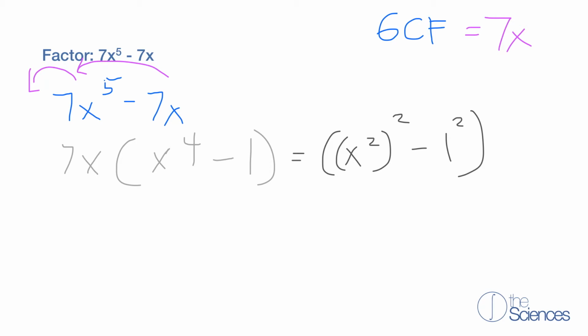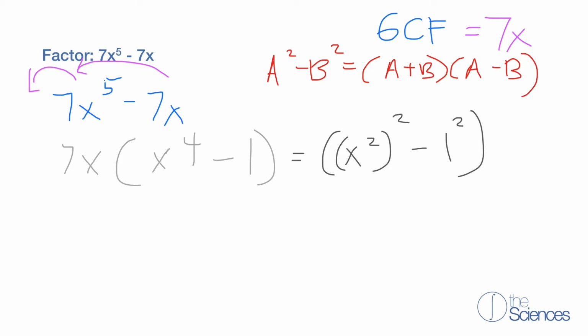Now remember that a squared minus b squared is the same as a plus b times a minus b. So now we can express this as 7x times x squared plus 1 times x squared minus 1. Now we can try and factor out our terms. Well, we can't factor out this one, but we see that we have the difference of two terms.